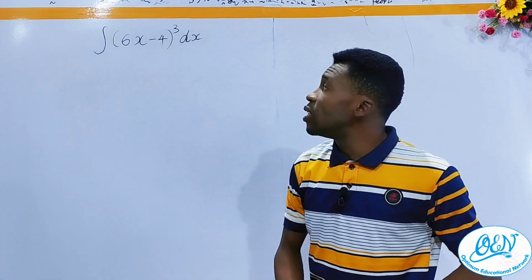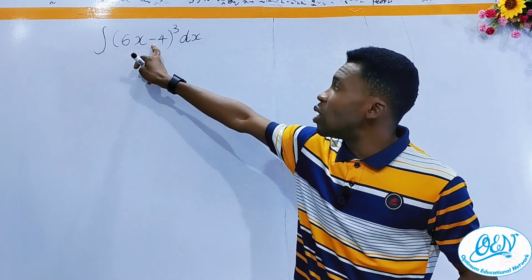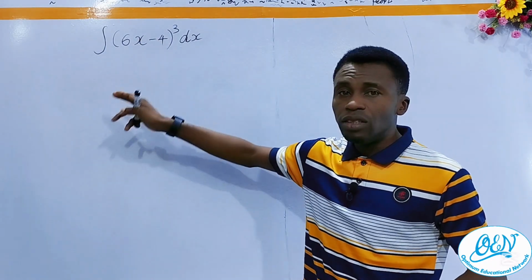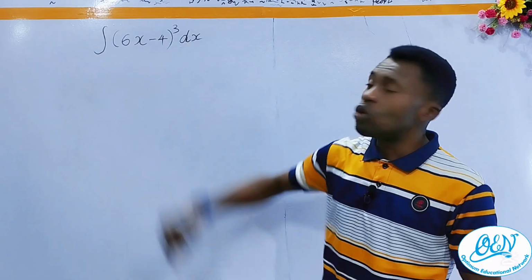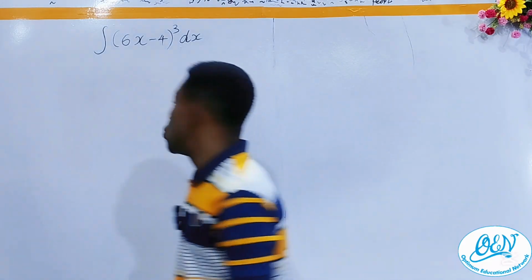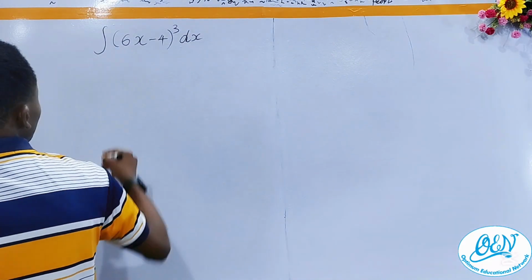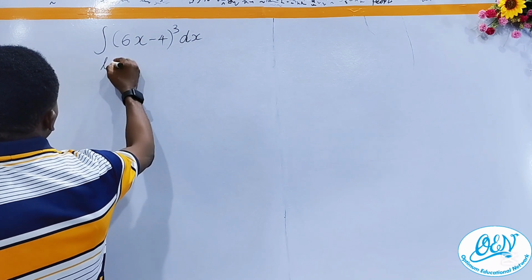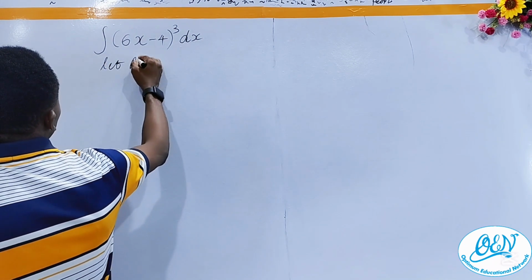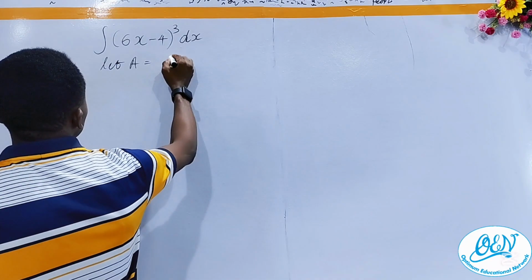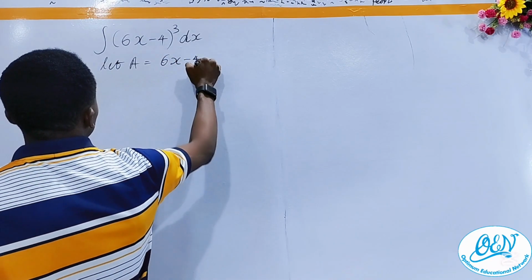We impute a variable as the value of this, integrate, and after everything we'll now come back to this. So let's see what we can do. So we can say let a be equal to 6x minus 4.